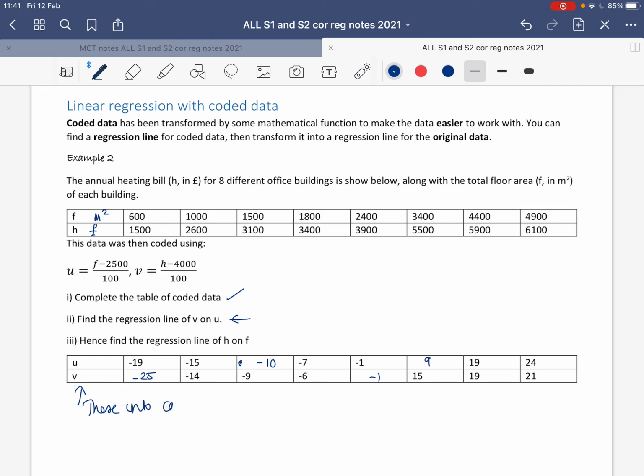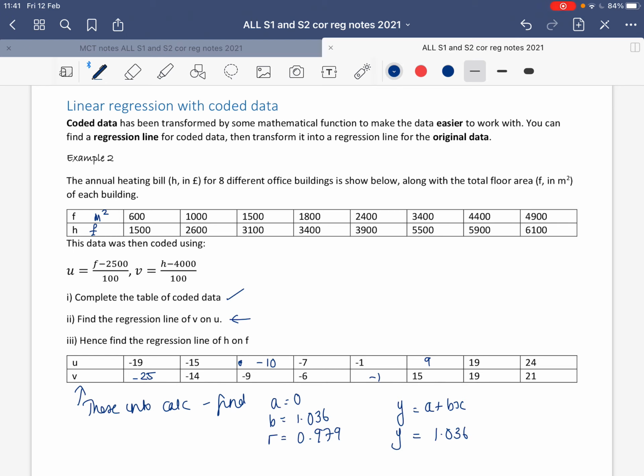So we're going to put these into the calculator. And you want to find, again, I always write out A, I write out B, and I write out R, and then write out your regression line. So if you pause the video, you should be able to do that now. Right, when you do that, if you've got it right, A is 0, B is 1.036, and R is 0.979.